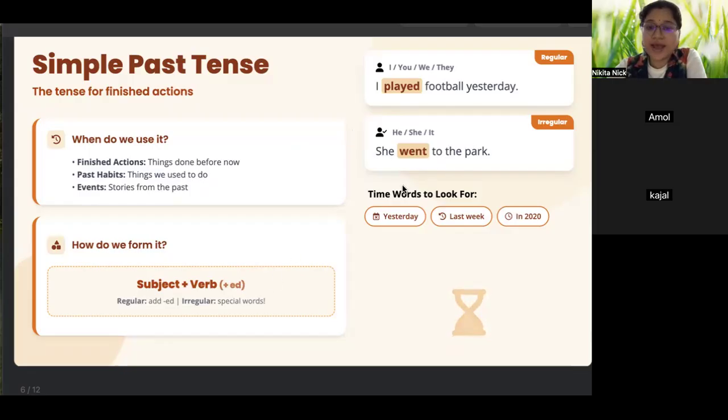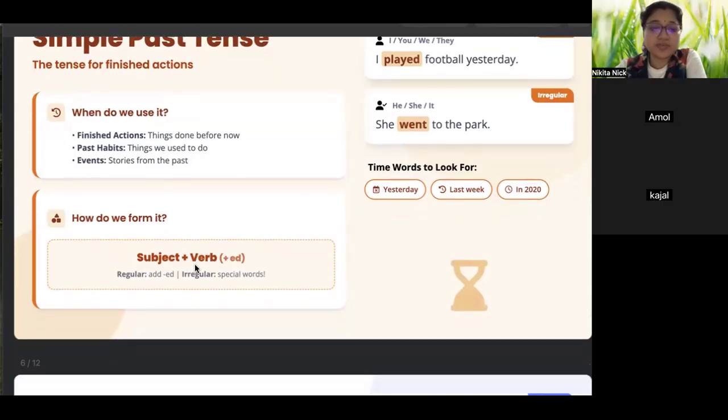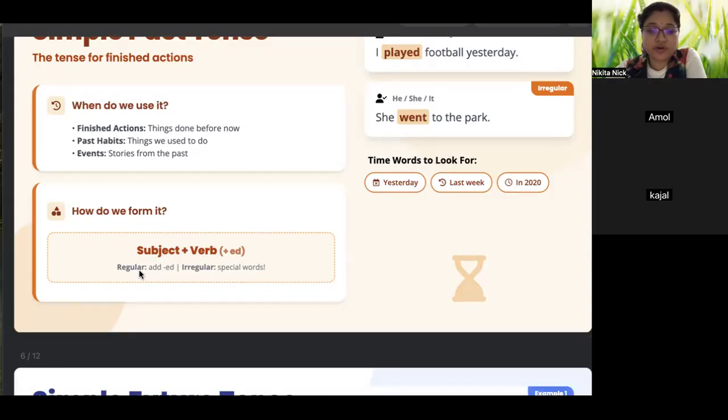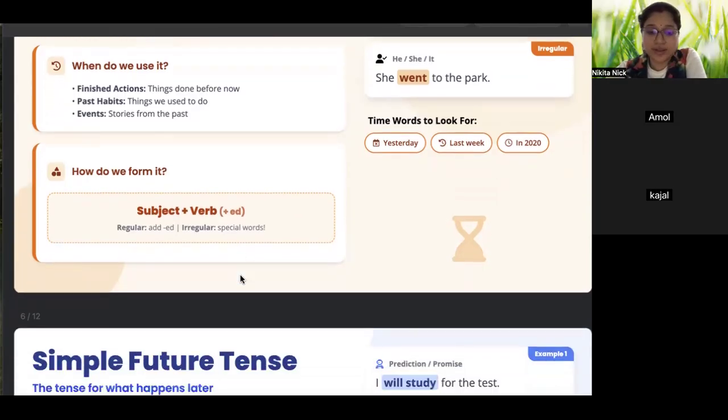Went. I cannot say, she go to the park yesterday. I have to say she went to the park yesterday because I'm talking about the past tense, right? So subject plus verb plus ED form. And if it is irregular, then you have to use this form. So you have to remember it. You have to mug it up. So we will see it later on. So for regular ED and irregular, special words are there like go, eat, and do, like that.